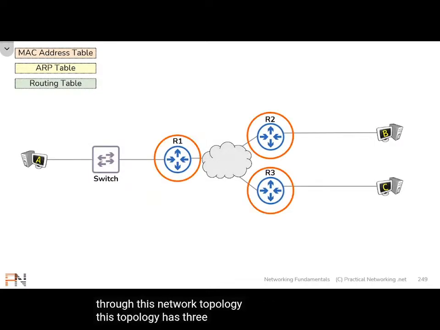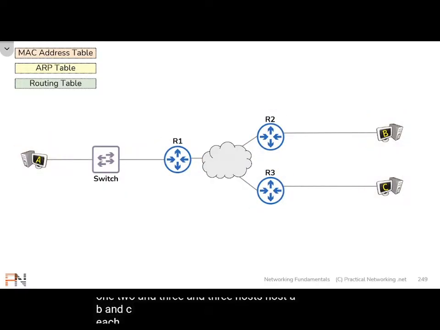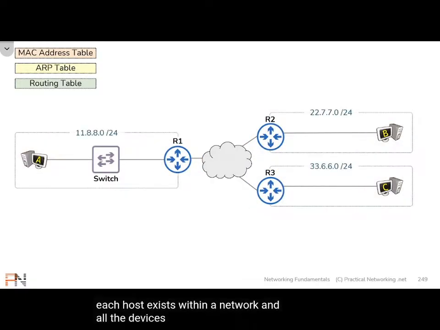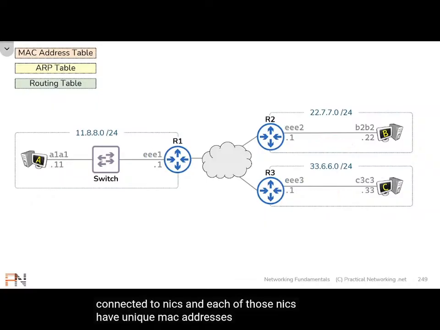This topology has three routers, routers 1, 2, and 3, and three hosts, hosts A, B, and C. Each host exists within a network, and all the devices have IP addresses in the respective network. And finally, each of these wires are connected to NICs, and each of those NICs have unique MAC addresses. And again, I'm only showing you the first 4 digits of MAC addresses to keep things simple.